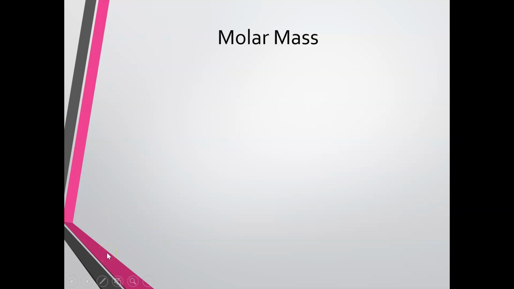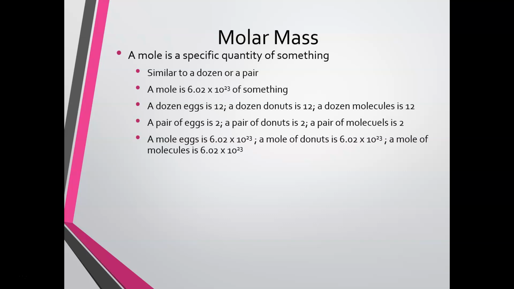This brings us to the other part of our video, which is about molar mass. Now, molar mass is kind of bringing back our math, but I know you can handle it. So a mole is a specific quantity of something. We are going to be dealing with moles a lot second semester. So you can think about it as similar to a dozen or a pair. A mole is 6.02 times 10 to the 23rd of something, anything.